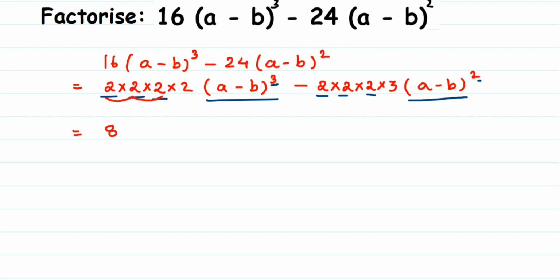I hope it's clear what I'm saying here. So 8 will come outside because 2 into 2 into 2, and here 2 into 2 into 2. So 2 2s are 4, 4 2s are 8. And we can take out 2 a minus b, that is a minus b whole square we can take out.